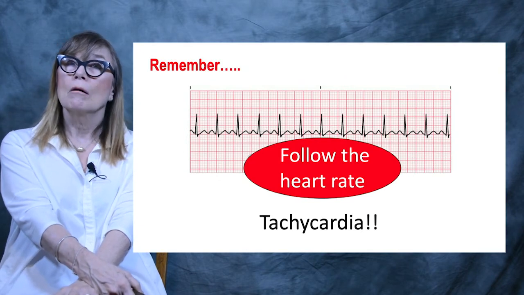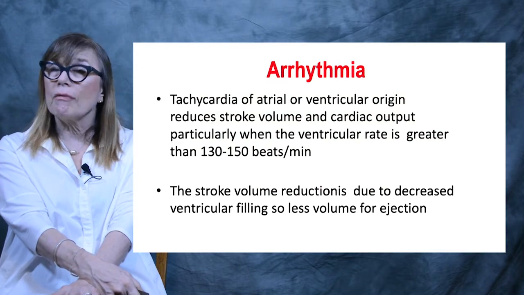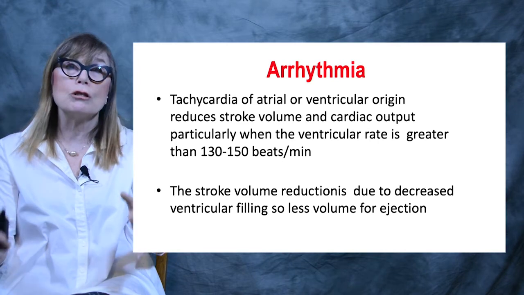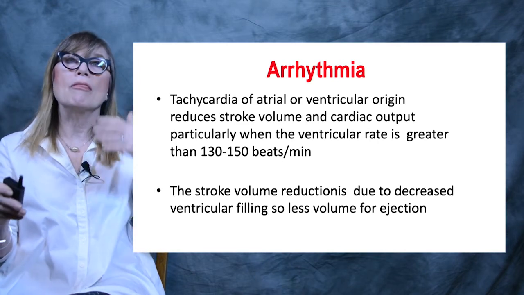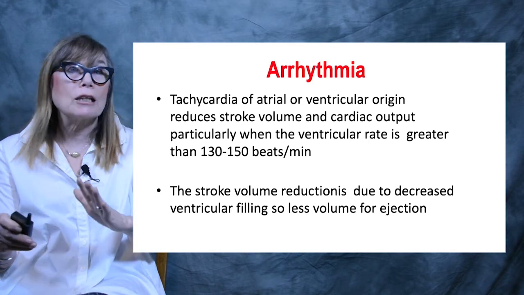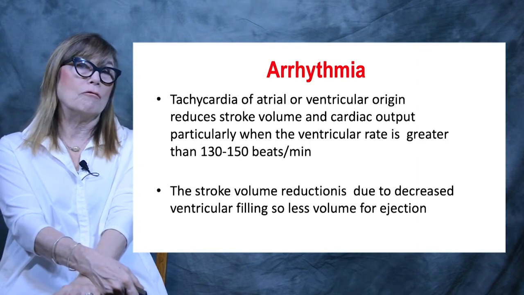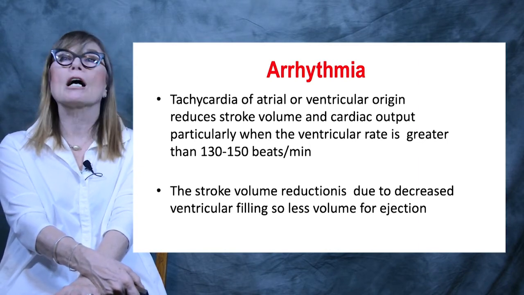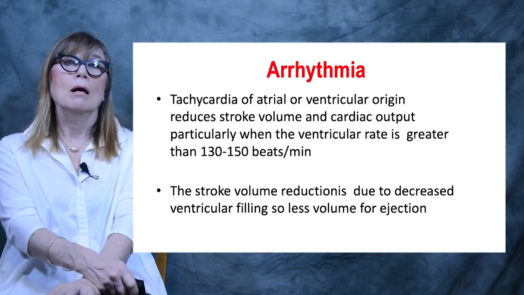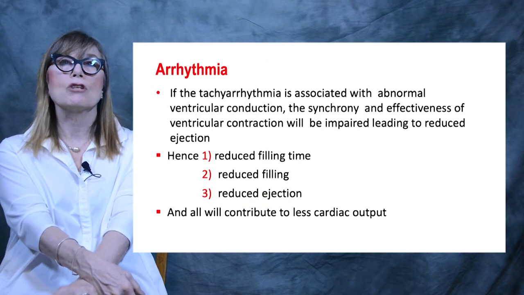So remember, follow that heart rate, tachycardia. Be aware that tachycardia of atrial or ventricular origin is going to reduce your stroke volume and therefore ultimately your cardiac output, particularly when the ventricular rate, the QRS, is greater than 130 to 150. That stroke volume reduction is due to decreased filling because of less time, and because there's reduced filling with less time, there's less volume for ejection.